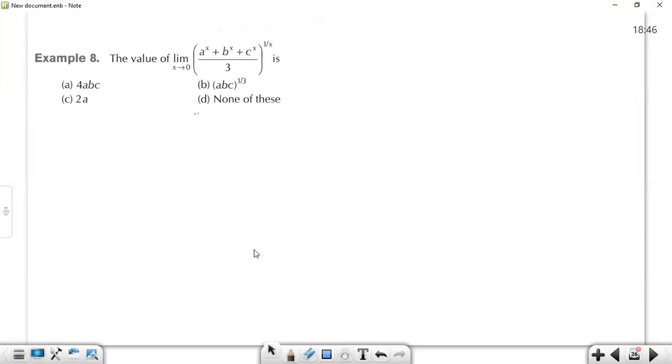Okay, so if we substitute x equal to 0, then since a raised to power 0 is 1, it becomes 1 plus 1 plus 1 by 3, raised to power 1 by 0, which is 1 raised to power infinity, an indeterminate form. So we have to apply some method to solve this, right?